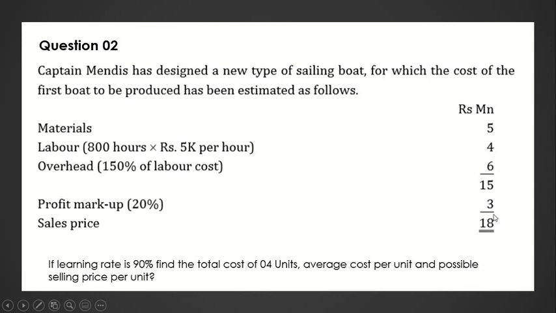If they are producing the first boat, this will be their cost and this will be their selling price. So now they are asking if this company is producing 4 boats, what will be their total cost, what will be their average cost and what will be their possible selling price. So you wanted to know that the first boat's cost is 15 million, which means if they are producing 4 boats, obviously this average cost should be reduced, which means the current selling price per boat is 18 million, which means if you are producing 4 boats we can sell our boats for a lesser price than this 18 million.